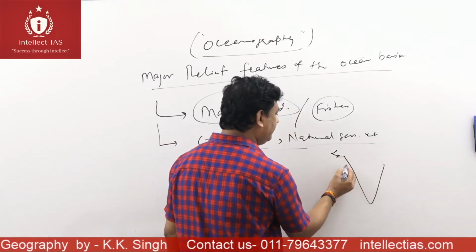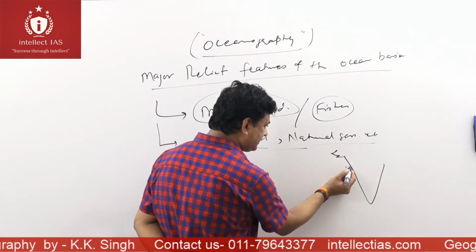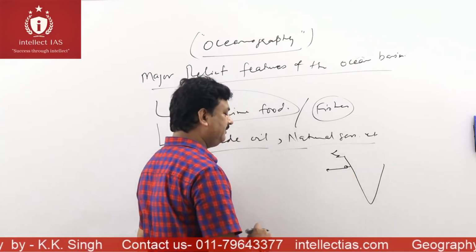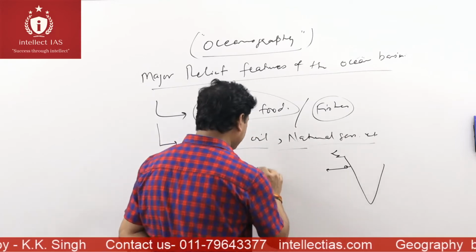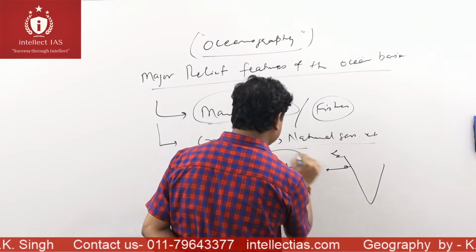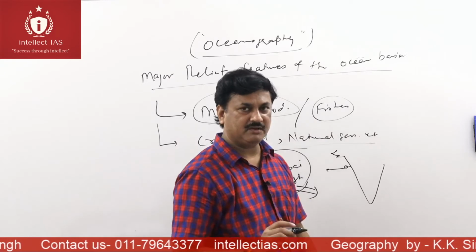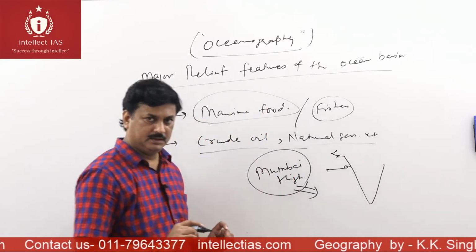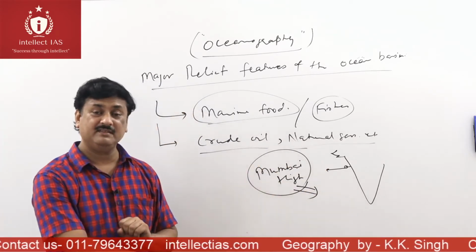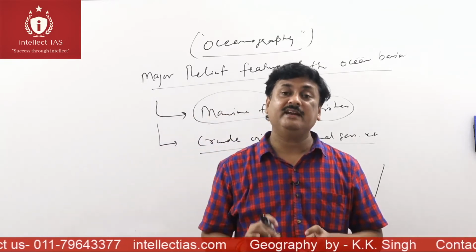For example, this is Bombay High. Mumbai High is 160 km away from the Mumbai coast, and it is the largest petroleum production center of India. Mumbai High is on the continental shelf and it is the largest crude oil producing center of India.